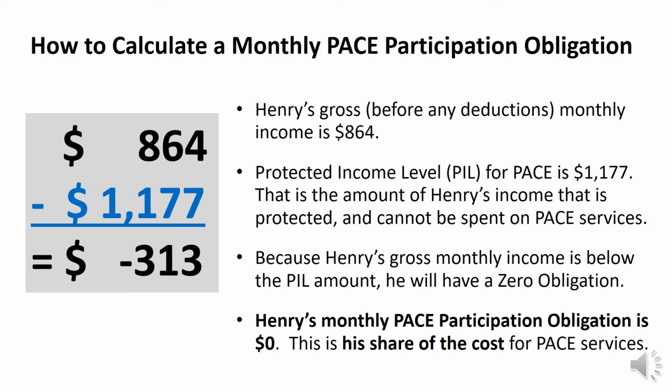Let's do another example of how to calculate a monthly PACE participation obligation. Henry's gross monthly income is $864. The protected income level for PACE is $1,177. That is the amount of Henry's income that's protected and cannot be spent on PACE services. Because his gross monthly income is below the protected income level amount, he will have a zero client obligation. Henry's monthly PACE participation obligation is zero. This is his share of the cost for PACE services.